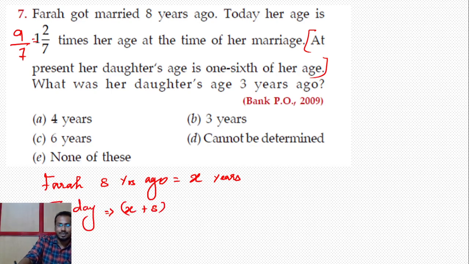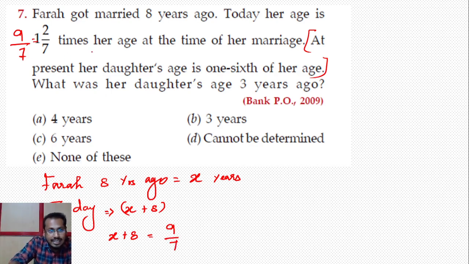Is it clear? Don't take today as X. Instead of taking subtraction, addition will be easier. So the past is X, and now it is X plus 8. Now we are going to equate this. Today her age is 9/7, so let's take X plus 8, that is today, and compare it with 9/7.